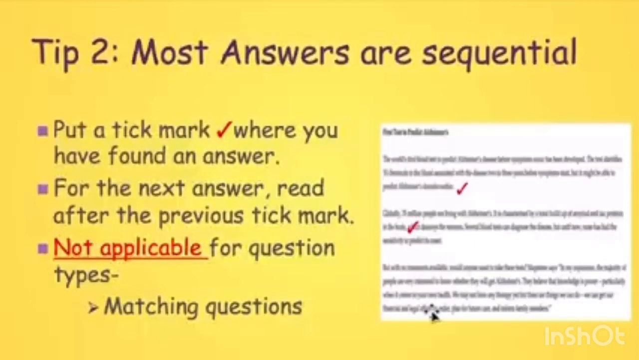The only exception to this would be matching questions, which may be matching headings or matching information or matching feature. So this really helps if you know that the answers are sequential and you put a tick mark and then read the question again and put a tick mark again, and then you know that the answer is going to be after the tick mark. It saves you time because you don't need to read the entire passage from the first to the last paragraph again. So don't spend time searching for it here and there.